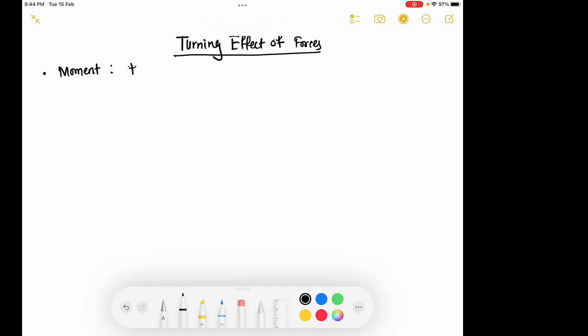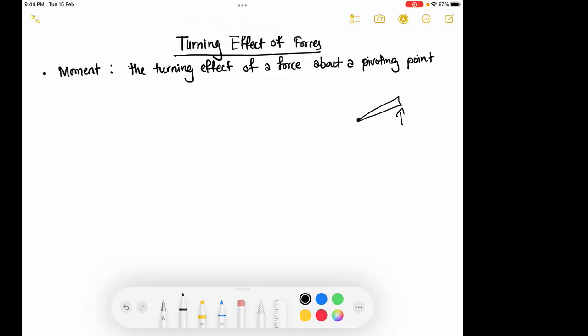Moment is basically the turning effect of a force about a pivoting point. A pivoting point is a point which stays stationary while the rest of the body tends to move. Okay, so that's the pivoting point. You'll know in just a moment.